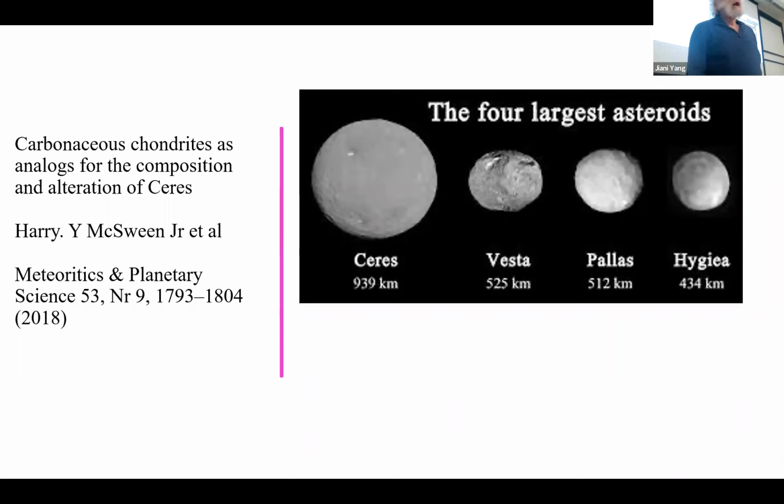Now, I want to talk about carbonaceous chondrites, for which we know a lot more. The carbonaceous chondrites as analogs for the composition and alteration of Ceres. The carbonaceous chondrites have come from some planetoid-like body, and they just broke up into pieces. And the question is, what do they tell us about these bodies?